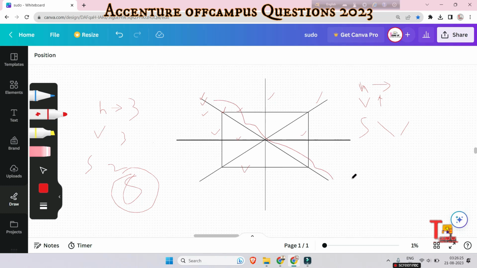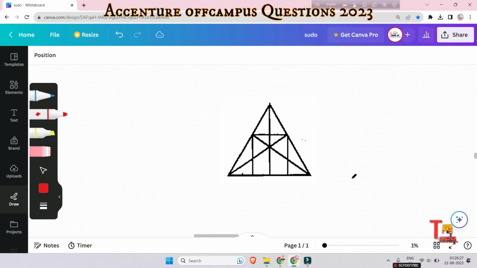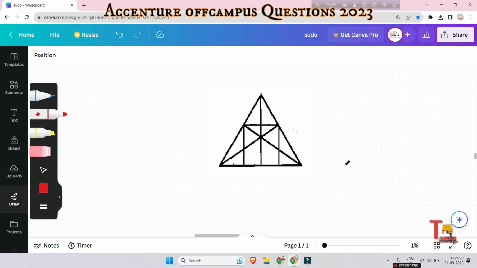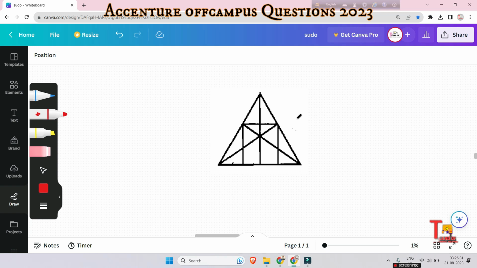Okay, let's go to our next question. So how many straight lines are there in the figure? So let's just solve the problem. That is, at first check how many horizontal lines are there. So horizontal lines, that means this horizontal line and this, right? So one and two horizontal lines are present in the figure, right? So two. And how many vertical lines are there?